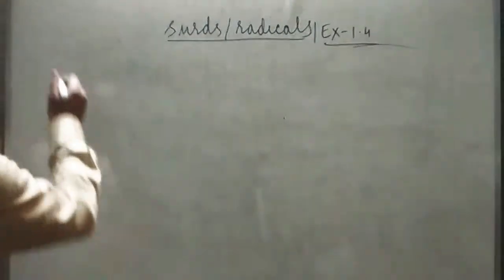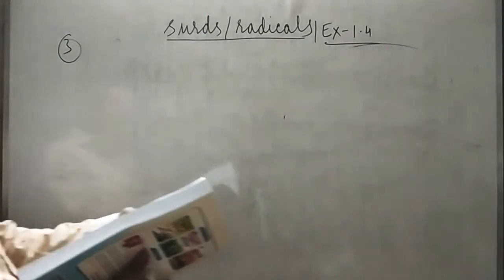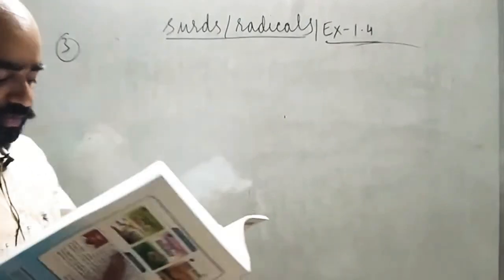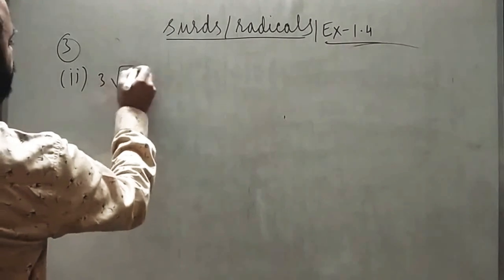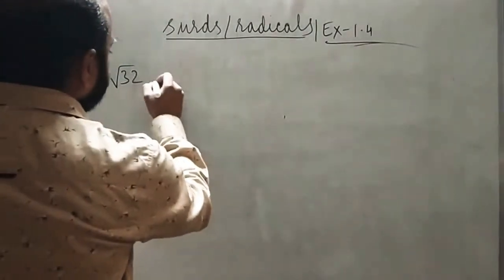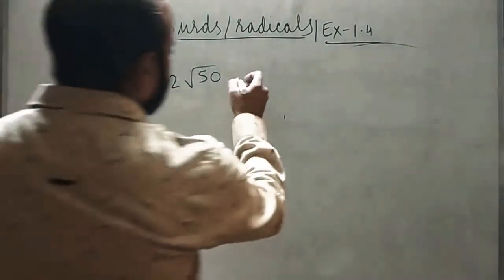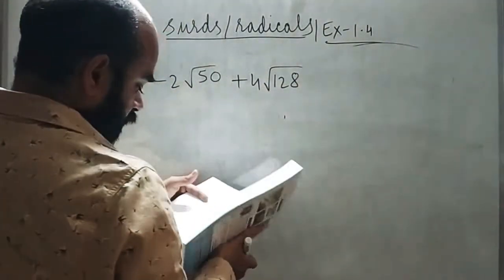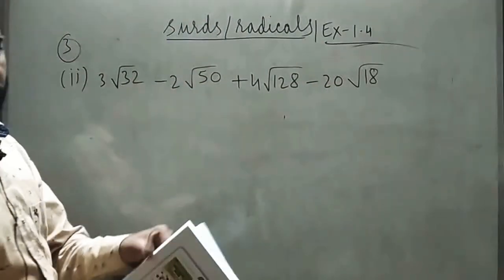So in question number 3, I am taking the second part. At last we have to substitute the value of root 2 as 1.414 and find the value. So the question is 3 root 32 minus 2 root 50 plus 4 root 128 minus 20 root 18. Clear?